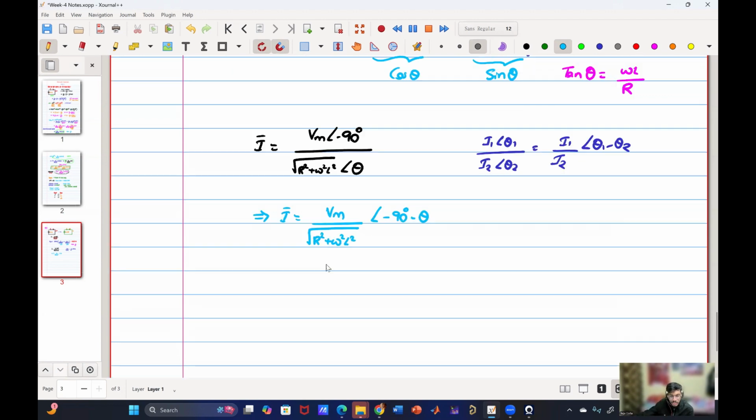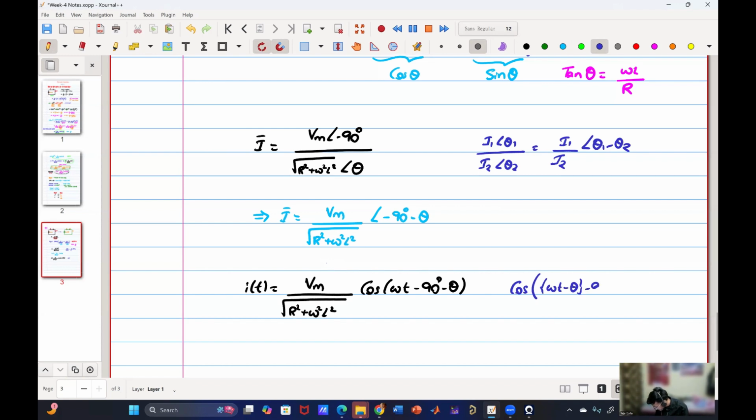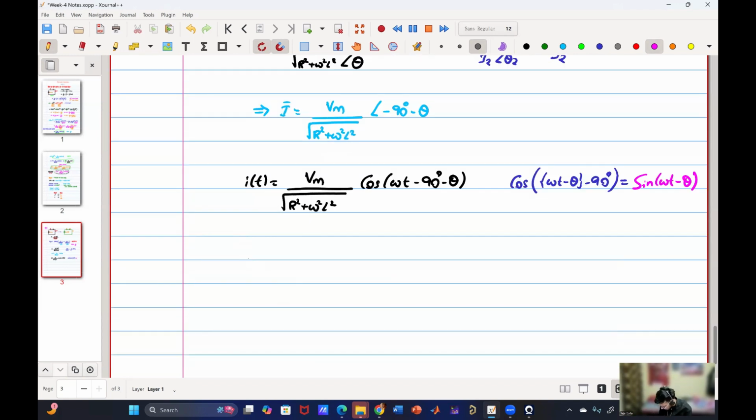Now if I convert this into the time domain, I of t is equal to Vm by square root of R square plus omega square L square into cos of omega t minus 90 degrees minus theta. Now I'll write it as cos of omega t minus theta minus 90 degrees. I know cos of theta minus 90 is sine theta. So this is nothing but sine of omega t minus theta. Now let us write the final expression.